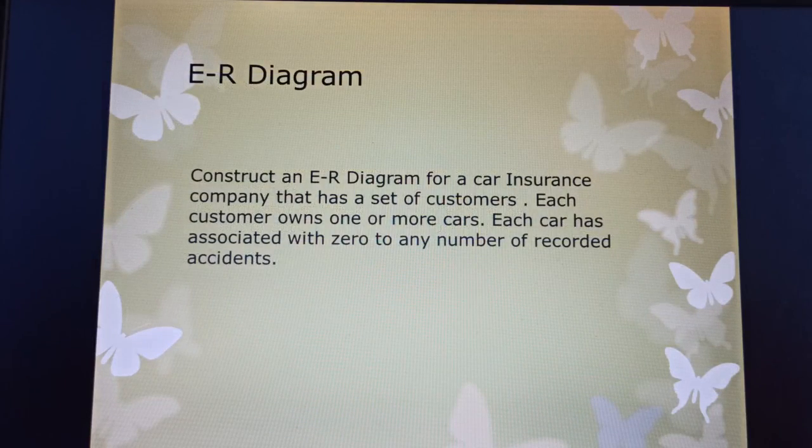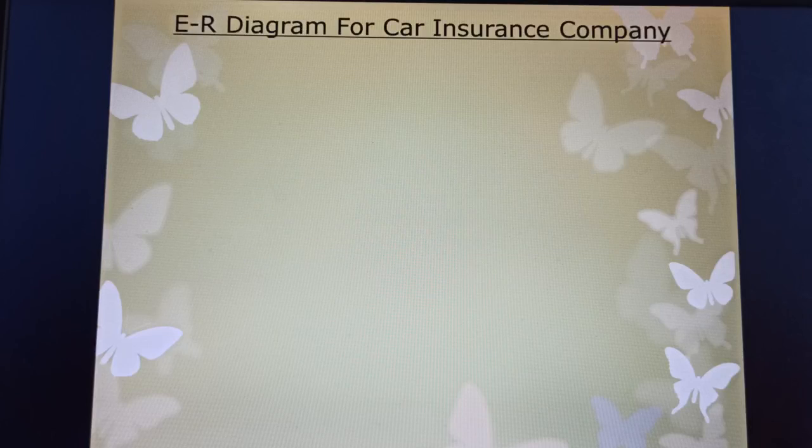Now we have practiced how to draw ER diagrams. Now take an example. Construct an ER diagram for a car insurance company that has a set of customers. Each customer owns one or more cars. Each car is associated with 0 to any number of recorded accidents. This problem we have to draw using an ER diagram. Okay. Now we start the formation of the ER diagram step by step.